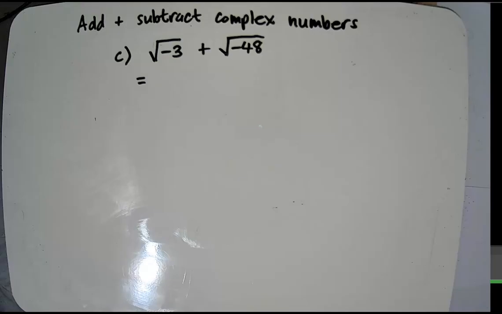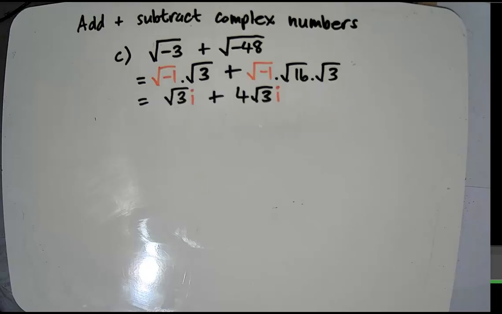So we're still with adding and subtracting complex numbers. So we can break up root -3 into root -1 root 3 plus root -1 root 16 root 3. Root 16 times root 3 will give us root 48. Does it make sense? So now all that's in orange will become i's. So we will get root 3i plus square root of 16 is 4 root 3i. So square root of 16 becomes 4 root 3, and this here is i.